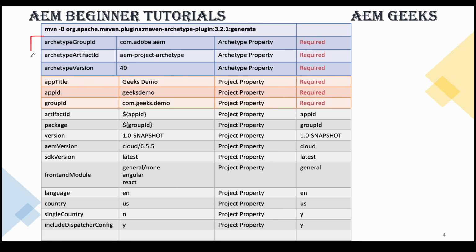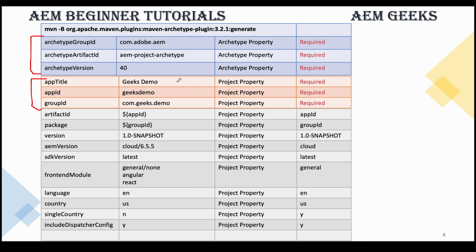If you see here in the first three lines, this says what the archetype is and what its version is. Whatever you define here, that archetype will be used to create your project. After this information, you have to provide your project-specific information to create the AEM project. There are three properties which are mandatory. If you don't provide them, you will get an error while creating the project. They are appTitle, appId and groupId. These are required and mandatory, so you have to provide them.